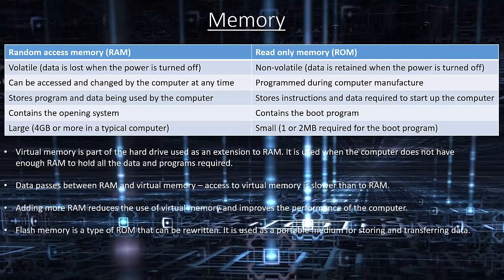Flash memory is a type of ROM that can be rewritten. It is used as a portable medium for storing and transferring data.